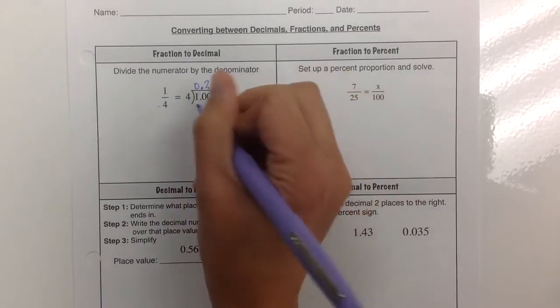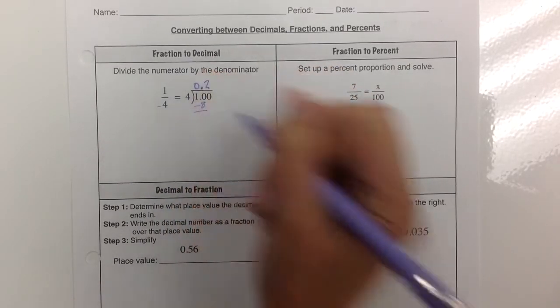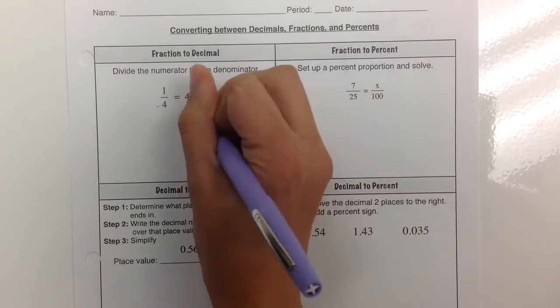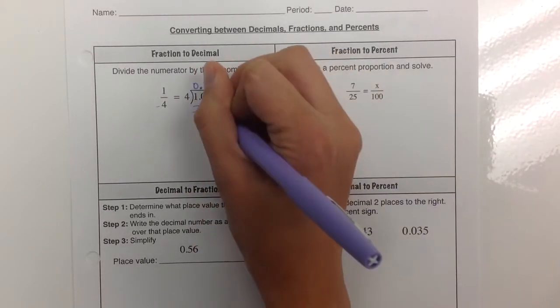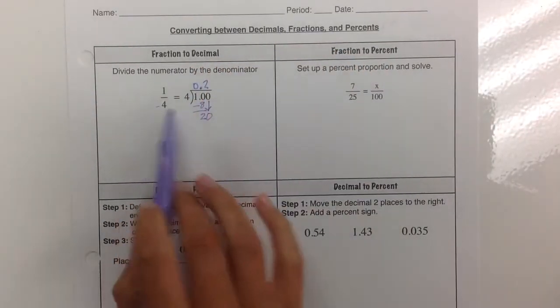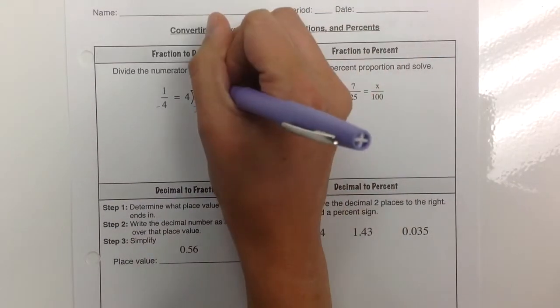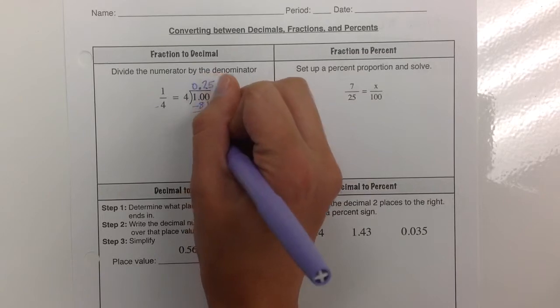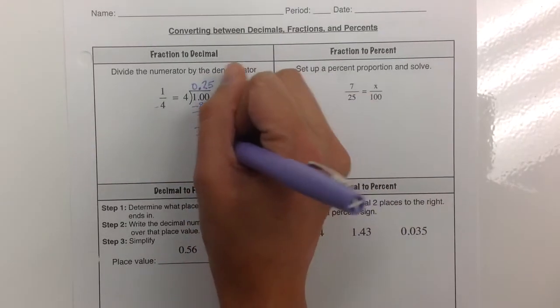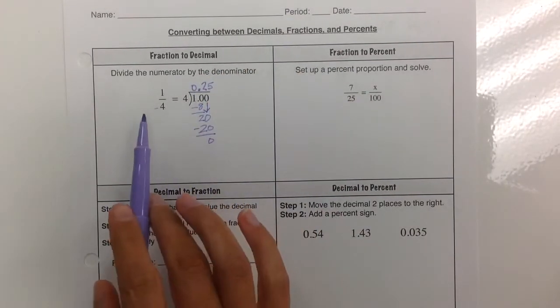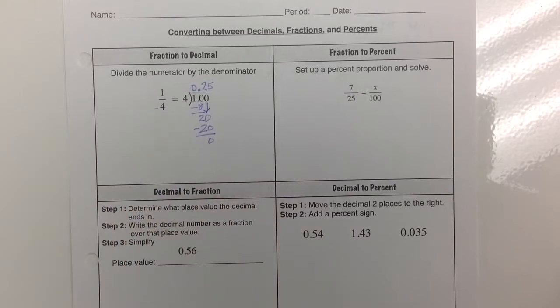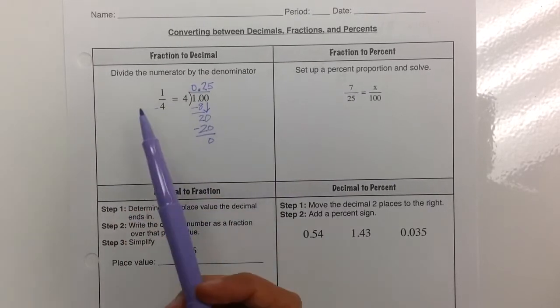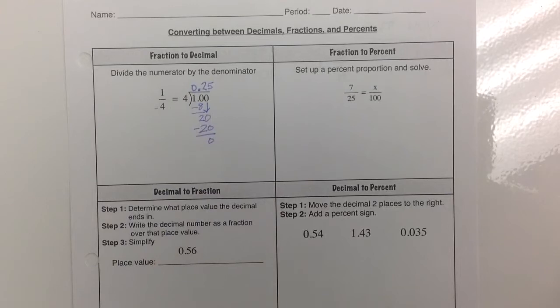Multiply. 4 times 2 is 8. Subtract. 10 minus 8 is 2. Bring down our 0. 4 goes into 20 5 times. 4 times 5 is 20. When we subtract, we get a remainder of 0. So the equivalent decimal for 1/4 is 0.25. And if you think about it, a quarter would be a fourth, and that's worth 25 cents.